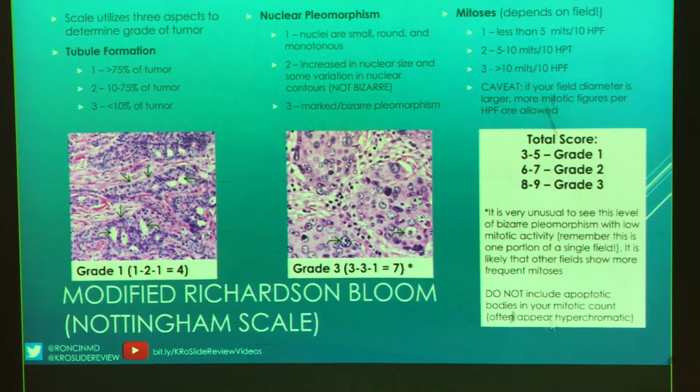As a side note, make sure you do not include apoptotic bodies in your mitotic count, because these often appear very hyperchromatic and it can be difficult to delineate apoptotic bodies from mitotic figures sometimes. So always go by the general guideline of, would you be willing to show first, second year medical students, so someone who's just done their histology, this is a mitotic figure. And if you're okay showing them that and saying this is a mitotic figure, then that's probably a mitotic figure.